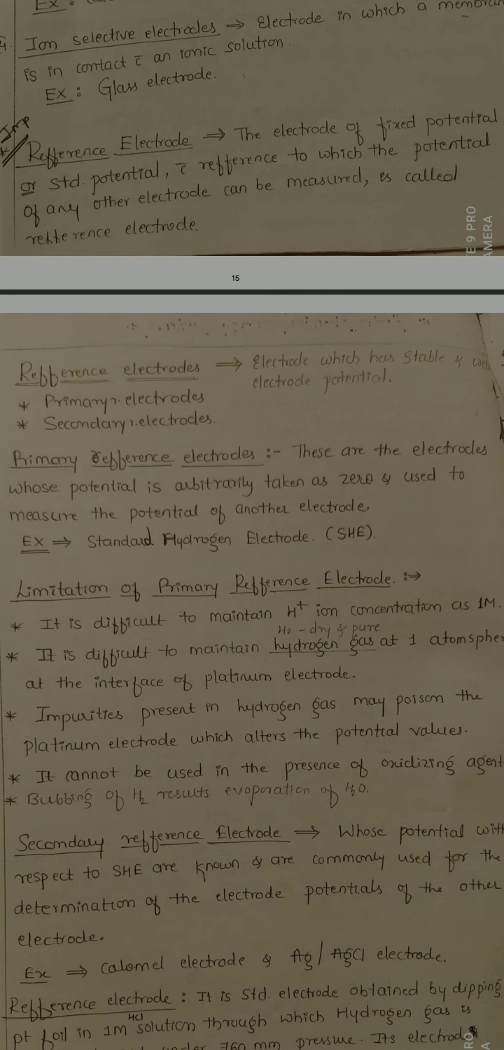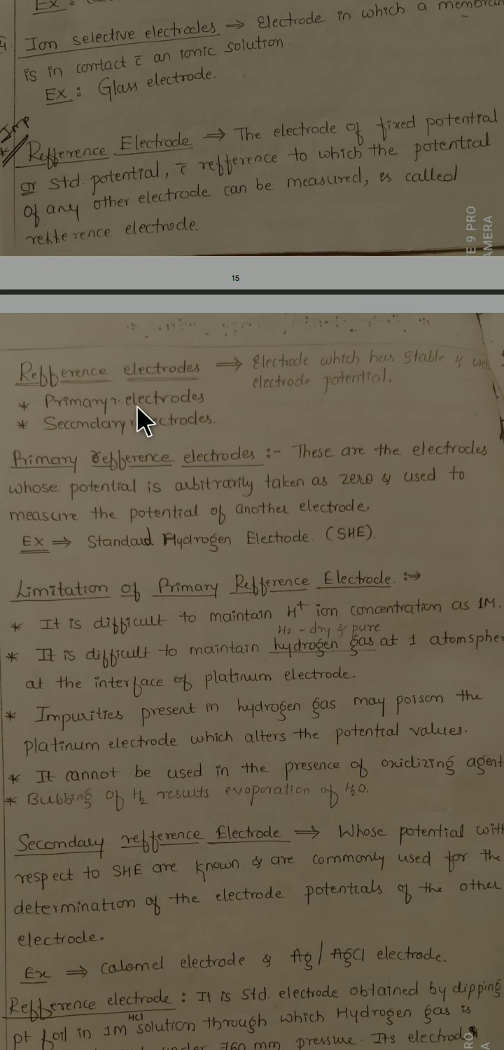If you are keeping that electrode fixed, then it is called a reference electrode. The electrode of fixed or standard potential, with reference to which you find the potential of the other electrode, is called a reference electrode. Now the types of reference electrode are primary and secondary.